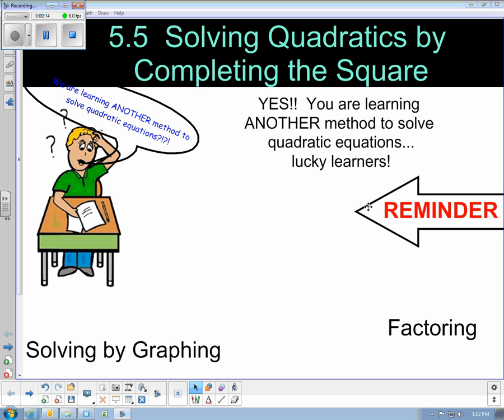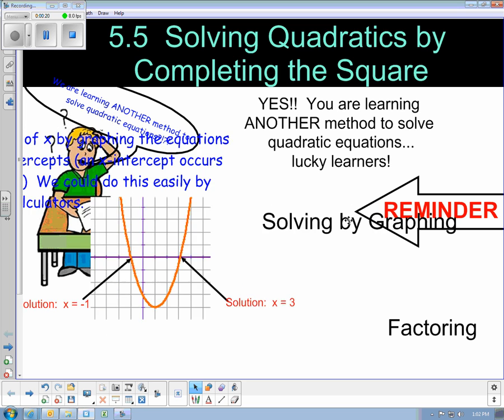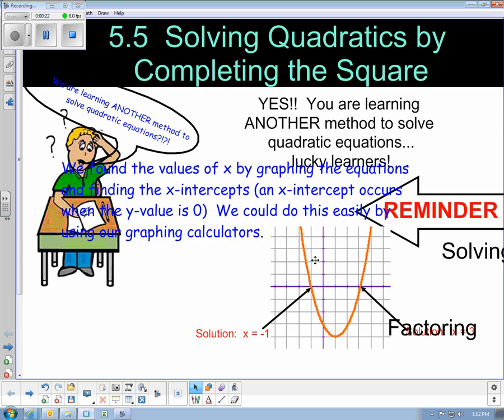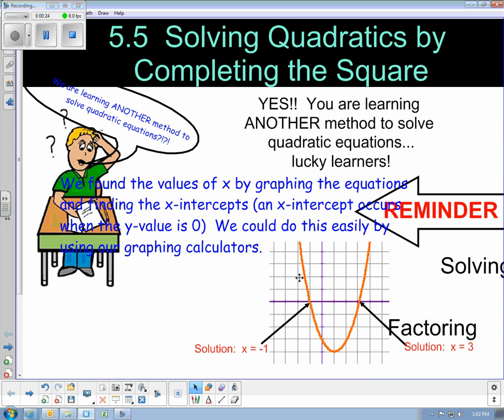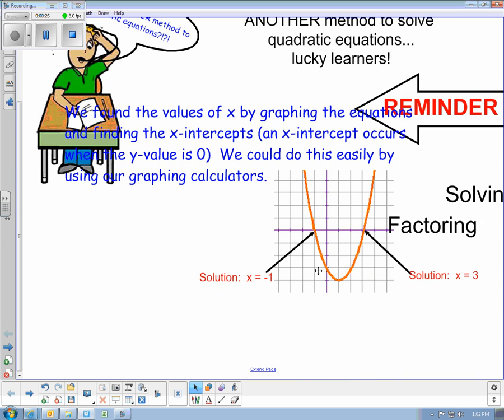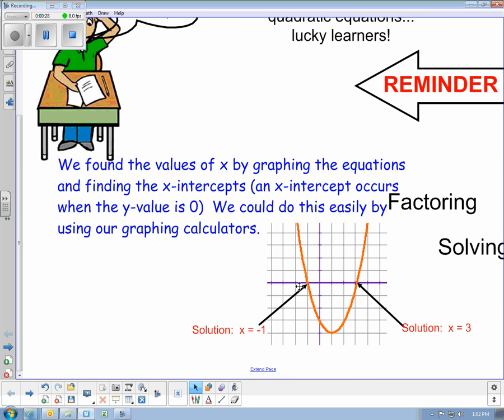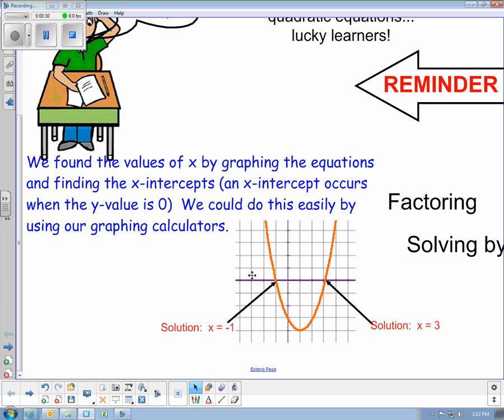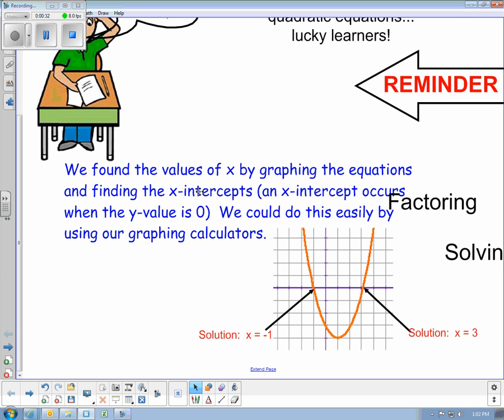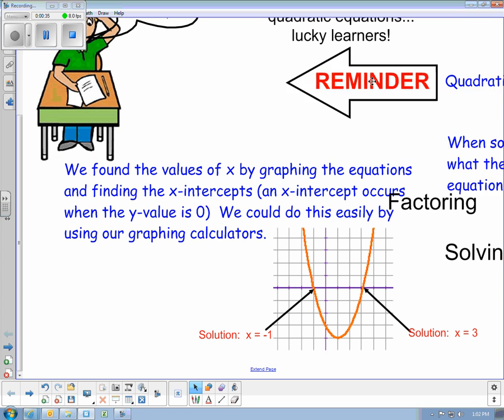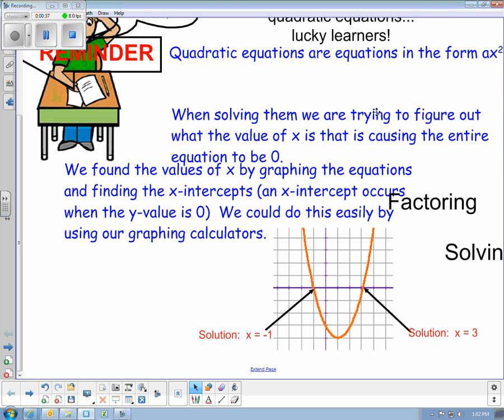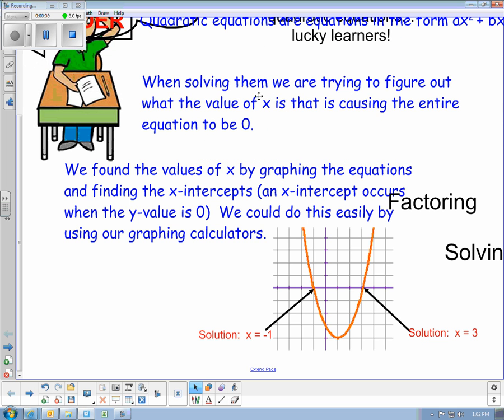There's lots of different methods that we can use to solve quadratic equations, and this is just another one of them. So far, we have learned how to solve quadratics using graphing, where we would look at a graph and find the values of x, the x-intercepts, along the x-axis, because that's what would make the y value 0. And remember, that's what we're actually doing when we solve quadratics. We're trying to figure out the value of x that makes the whole equation 0. So that was our graphing method.